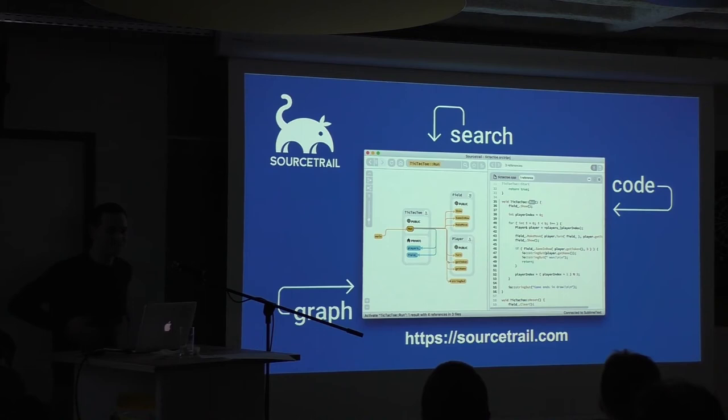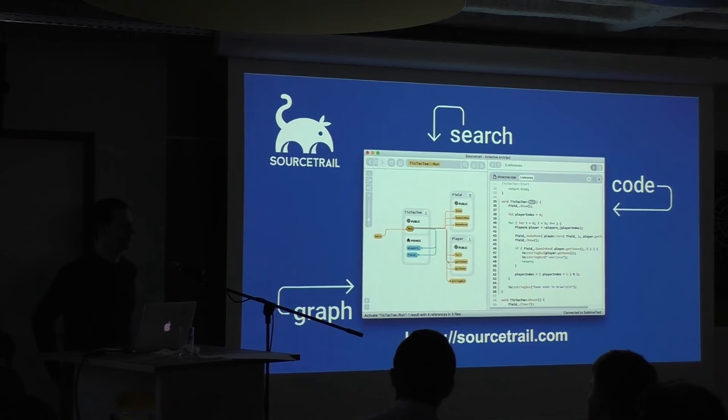Yes? What is the input to your tool? Because C++ code is not self-contained, I mean, you always need some sort of configuration on where to look for the dependencies and so on. How do you deal with that?